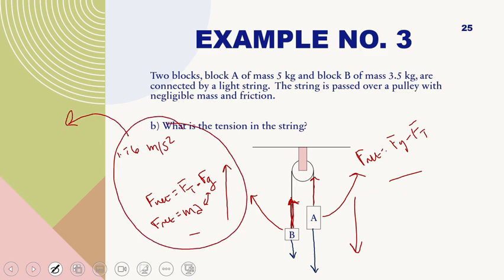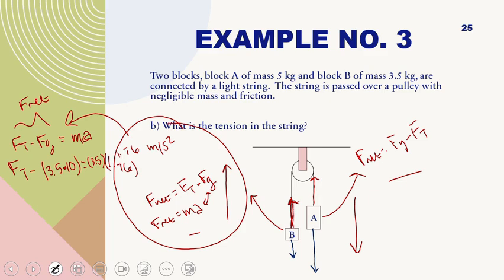So the Ft minus Fg, which is the F net, and that's going to equal to MA. All right, so we don't know Ft. We know Fg of box B is going to be 3.5, its mass, times 10. And then we know that its mass is 3.5, and its acceleration is 1.76.